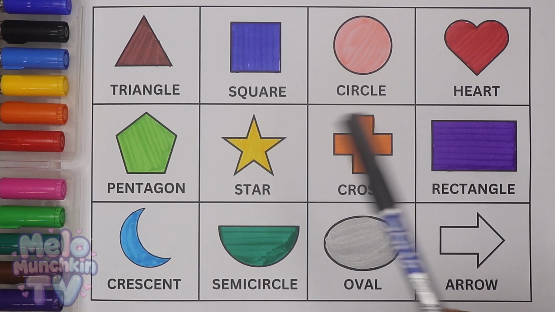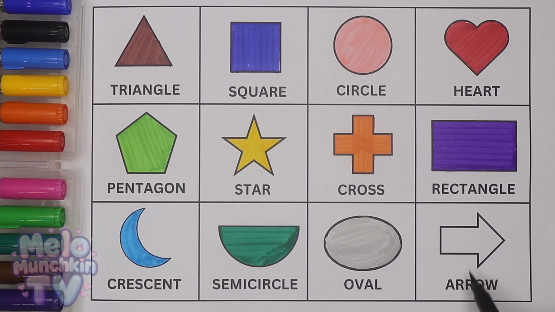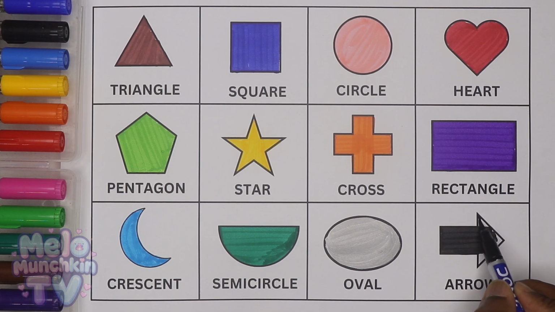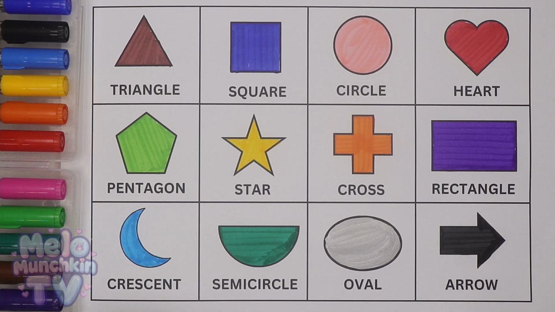And finally I'll take black color and color this shape. This is an arrow. Okay, this is an arrow. So here we have completed our shapes and colors.